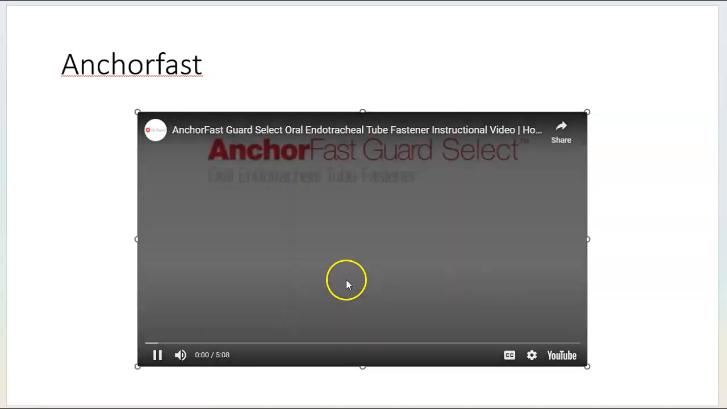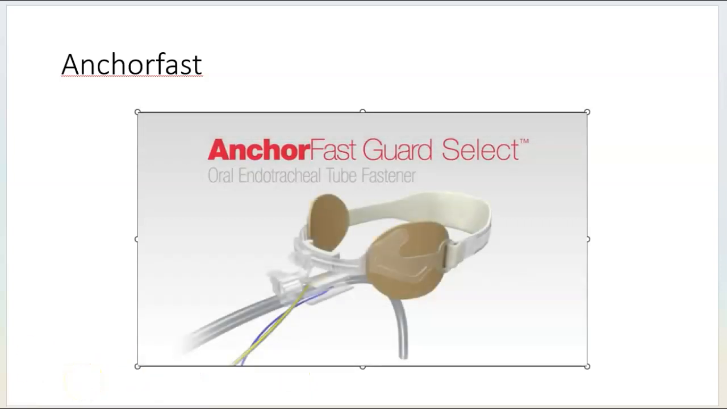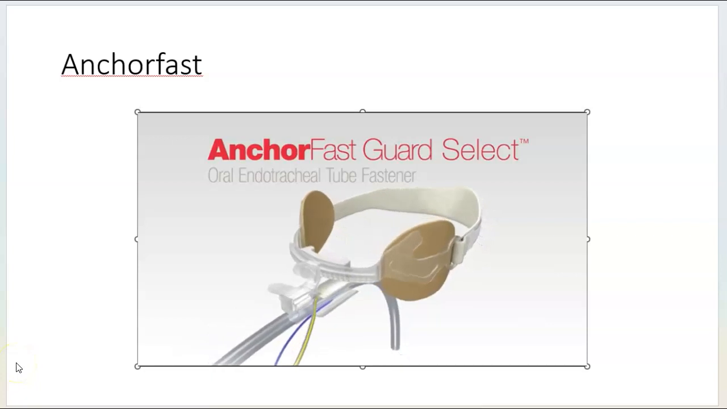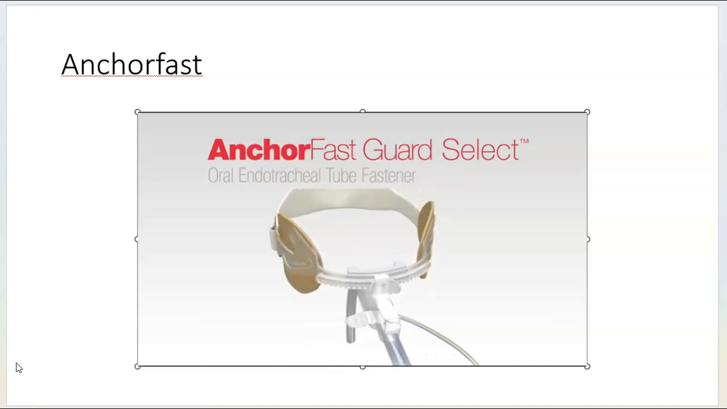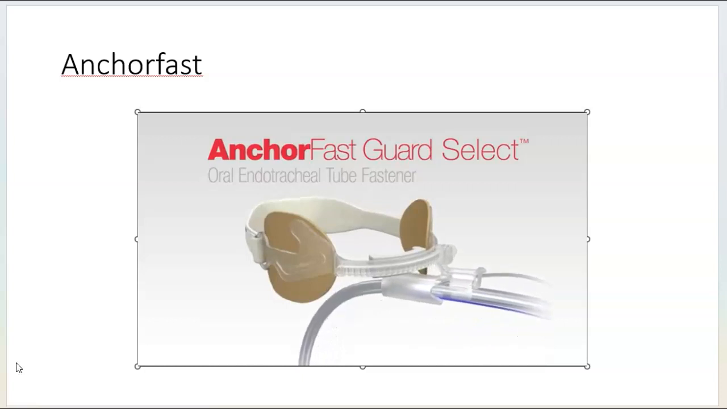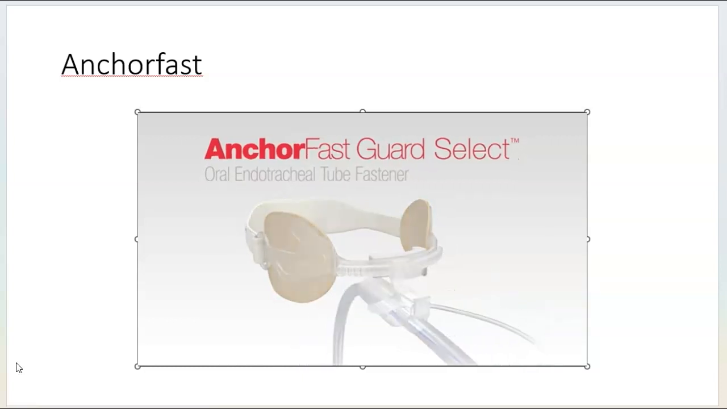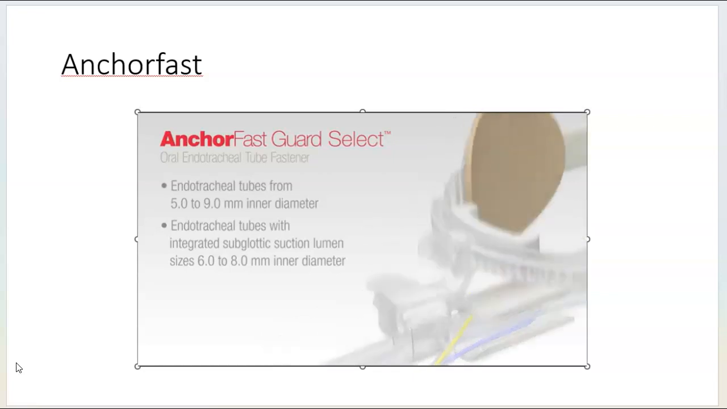So here's that video on how to put on an AnchorFast. The AnchorFast Guard Select Oral Endotracheal Tube Fastener provides a convenient means to hold an oral endotracheal, or ET tube, securely in place without the use of adhesive tape. The oral endotracheal tube fastener allows repositioning of the ET tube in either direction along the track without removal of the device. The fastener secures oral endotracheal tubes ranging in size from 5.0 to 9.0 millimeters inner diameter, and endotracheal tubes with integrated subglottic suction lumen sizes 6.0 to 8.0 millimeters inner diameter.